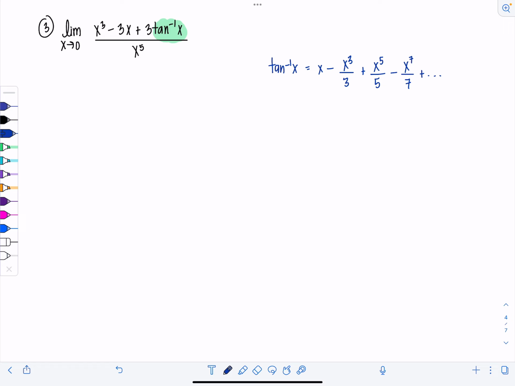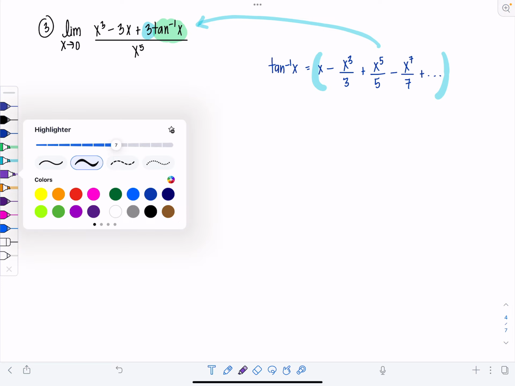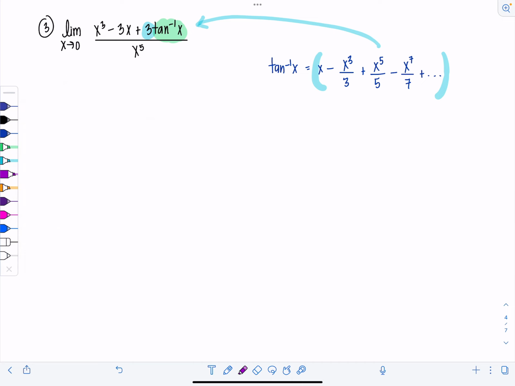Okay. Now, there is a 3 in the front. That's fine. Don't have a panic attack. You're going to put parentheses around all of this when you replace it for tan inverse of x in the limit, and you're going to be fine. Okay. It's like too aggressively dark of a purple. Okay. So here we go.